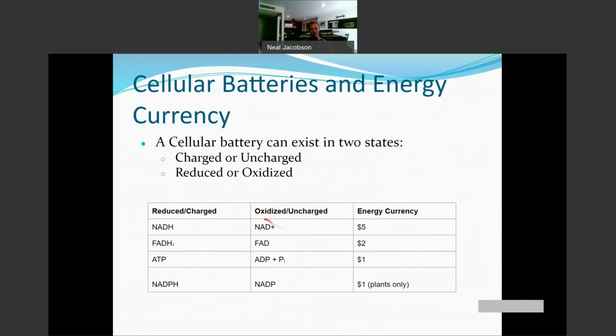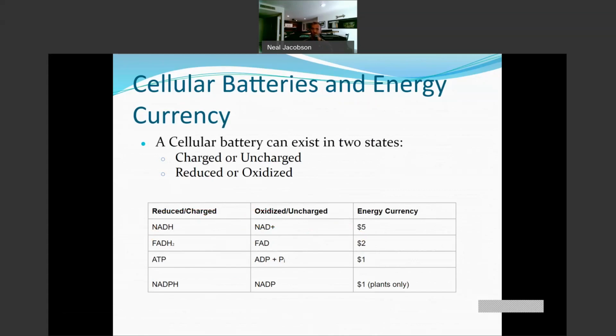What's interesting about NAD, though, is that it's energetic currency, if you will, right? How much G it's worth. If we were to convert that into dollars, it's worth a $5 bill. So it's actually the most powerful cellular battery that we have.